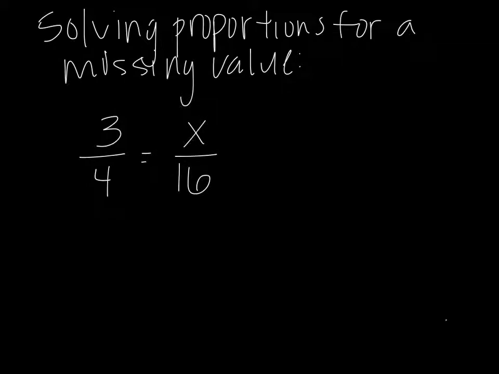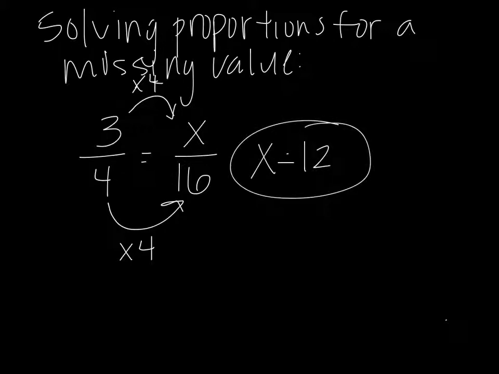One way we can do is think of what times 4 gets us to 16. 4 times 4 is 16, so we have to multiply 3 times 4. So in this case, x would equal 12. So our proportion would be 3/4 equals 12/16.